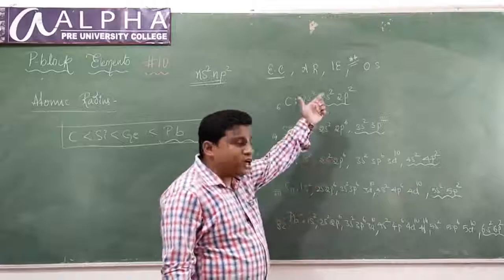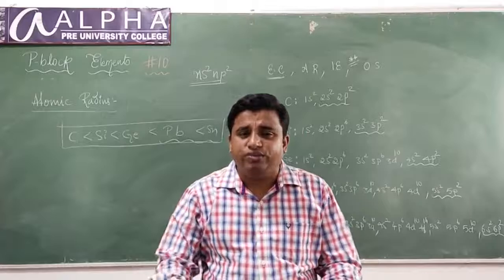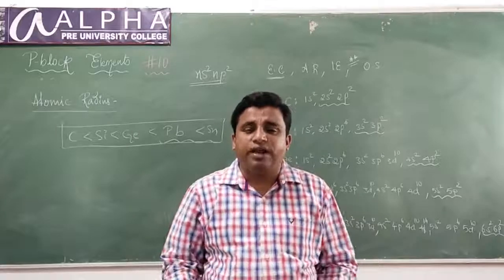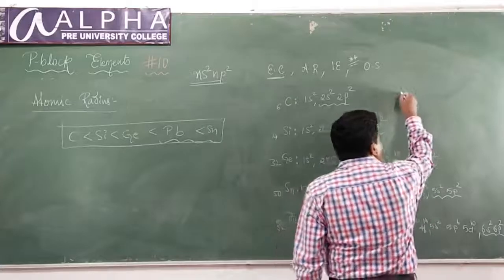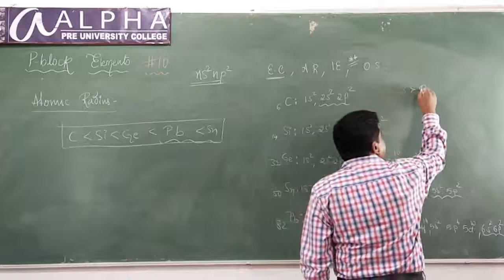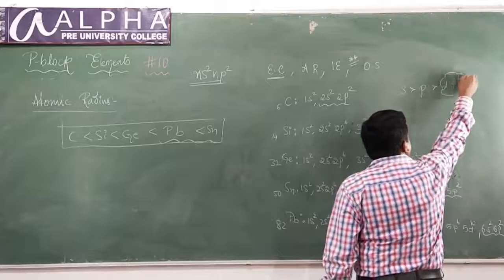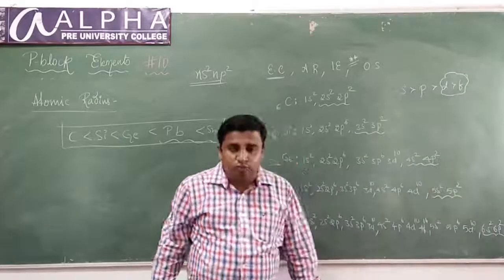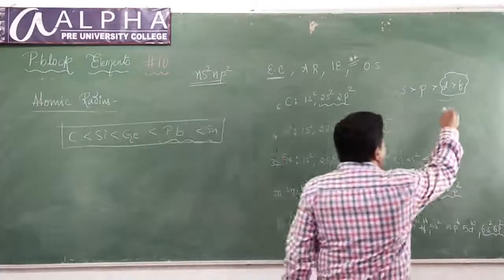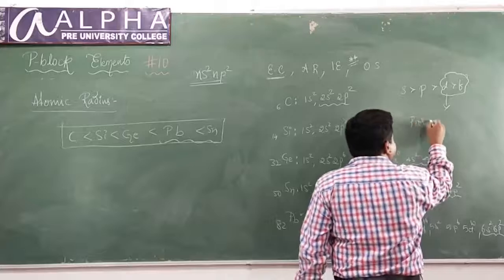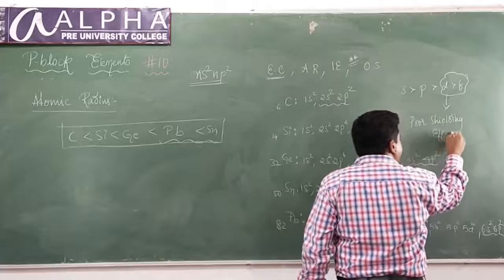Why does the atomic radius increase down the group? Because of the shielding effect. Because the electrons are added to different shells, and because of the shielding effect the atomic radius increases down the group. But what is the order of shielding effect? S orbital will exhibit more shielding effect than p orbital. P orbital will exhibit more shielding effect than d and f. That means d orbitals and f orbitals will exhibit poor shielding effect.